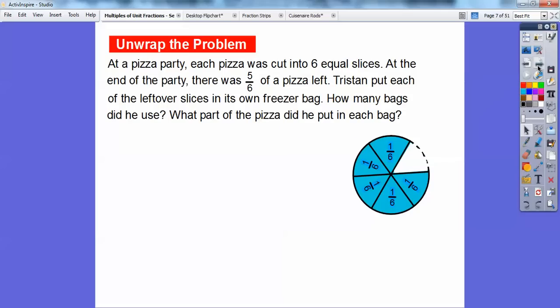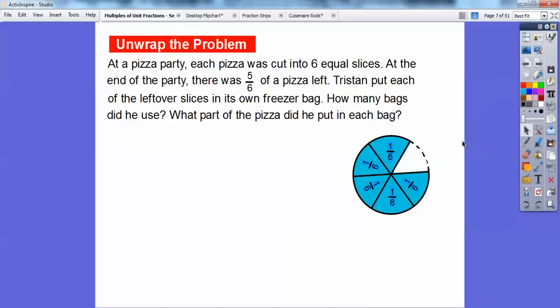So for example, at a pizza party, each pizza was cut into 6 equal slices. At the end of the party, there were 5/6 of a pizza left. So there must have been more pizza than this one pizza right here. Tristan put each of the leftover slices in its own freezer bag because he wanted to eat them later as lunch or something. So how many bags did he have to use? And what part of the pizza did he put in each bag?